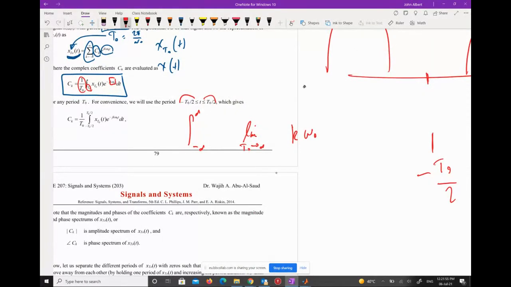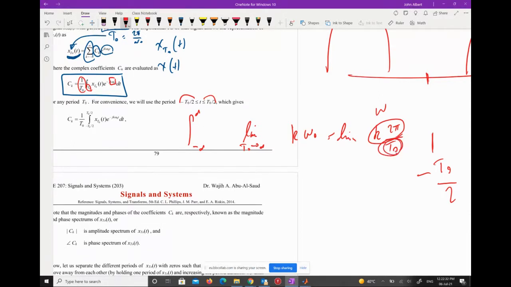Omega 0, remember, was equal to 2 pi over T0. This is equal to the limit of k 2 pi over T0. Trust me on this. Once T0 approaches infinity, k multiplied by 2 pi, I can rename it, without going into detail on how I'm doing this, into a different quantity that I'm going to call omega. Basically think of this as a frequency.